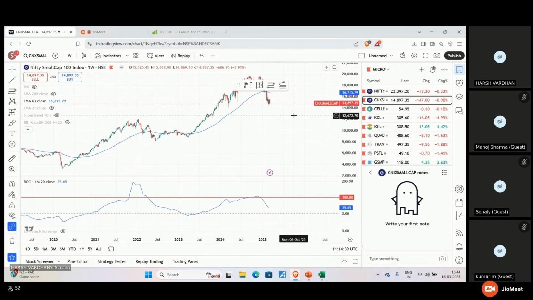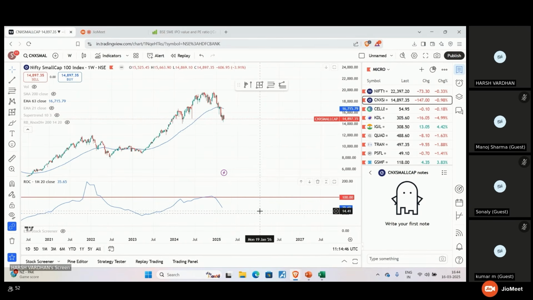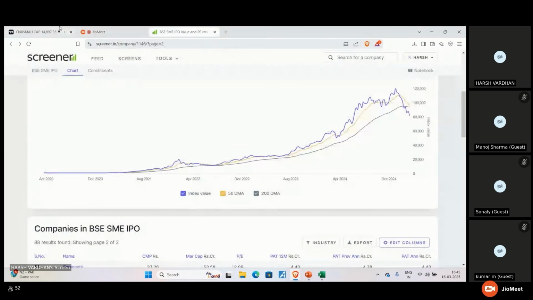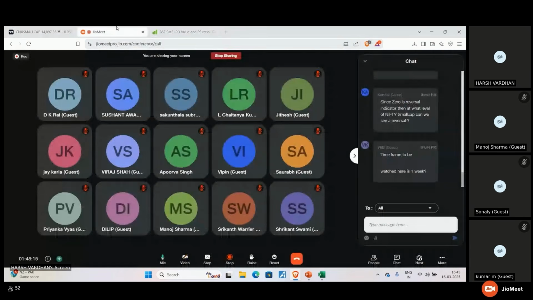Okay. Any other time frame to be watched? Here is 1 week. Okay, so the time frame you can keep anything like 1 day, 1 week. It doesn't matter. It's just the visibility. But for ROC you have to keep time frame 1 month. Here you can keep any time frame. It doesn't matter. The ROC will show the same results because it is working on monthly time frame. And this chart, whatever time frame you apply, it is for this chart only. It is not for ROC. ROC has a separate time frame.